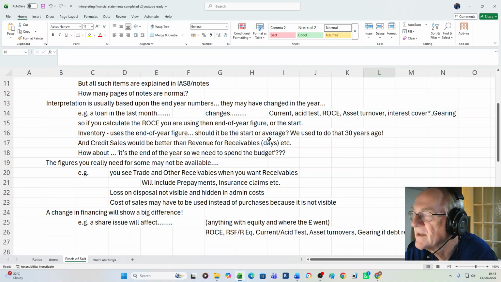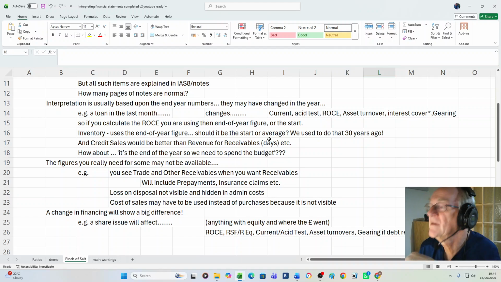Well, strictly speaking, the directors have been working on the start of the year figure, because a loan at the end of the month or part way through, they haven't had a chance to generate the return with. So actually, arguably, you should be using the start of year ROCE, or for a few seconds' calculations, look at last year's, look at this year's, do both versions. 5 seconds pressing buttons on a calculator.